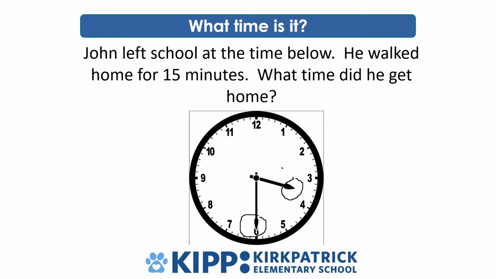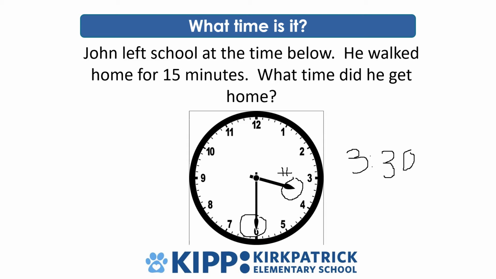If I look at my hour hand, I see that the last big number that the hour hand passed was 3. So I'm in my 3 o'clock hour. And I also see that I can skip count by fives and go to 6. So if I was to skip count by fives all the way till I got to that 6 on this analog clock, that would be 30. So John left school at 3:30. It took him 15 minutes to get home. So we're trying to figure out what time he made it home.